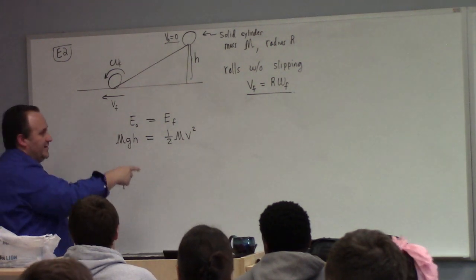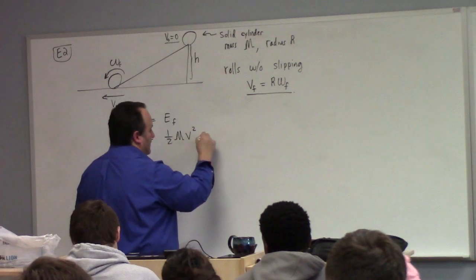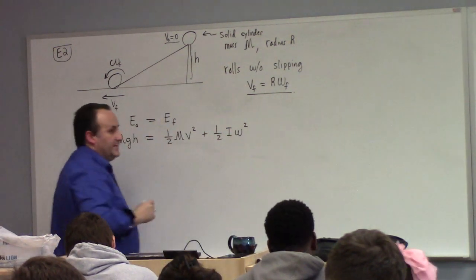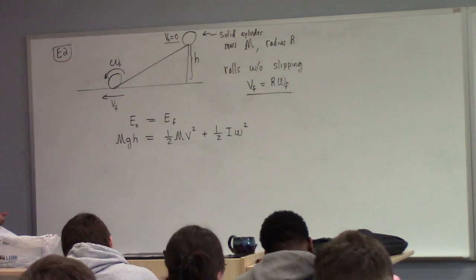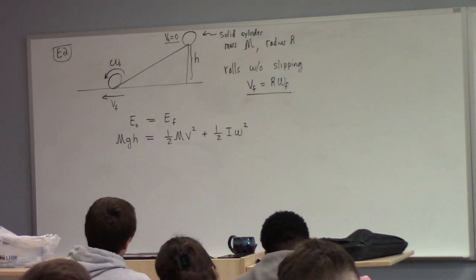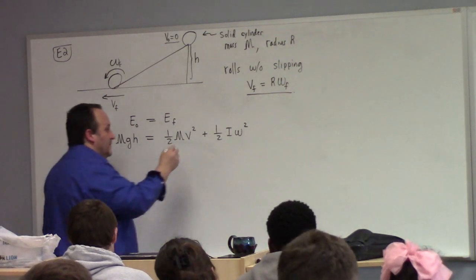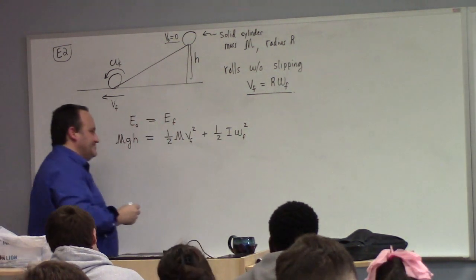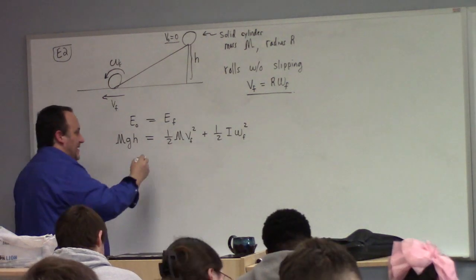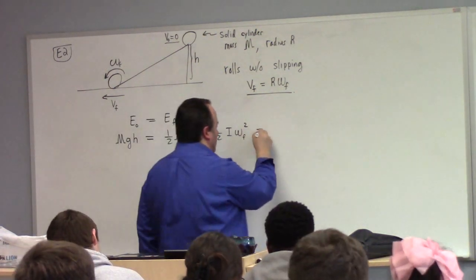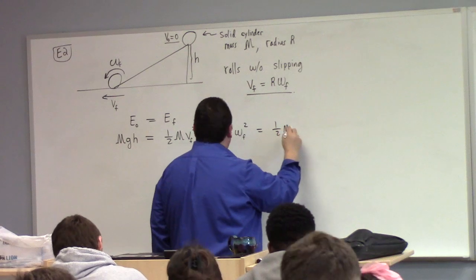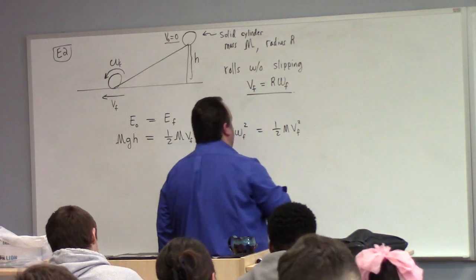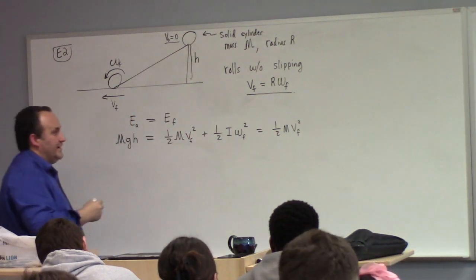So 1/2 mv squared, and then what? Plus 1/2 I omega squared, right? But then the question is, what is I? And what is omega? And of course, VF and omega F. So we worked it out, right? So we've got 1/2 M. Let's solve for VF. Let's get rid of omega and trade it out for V. If I trade omega for V, what do I got?